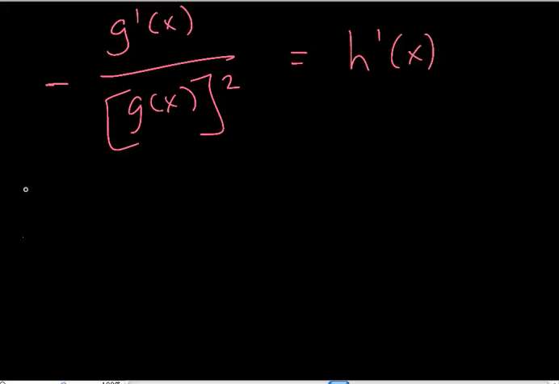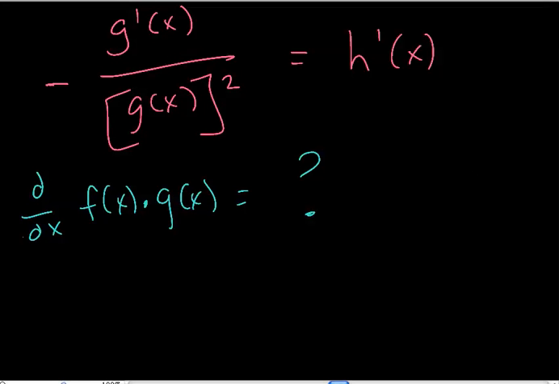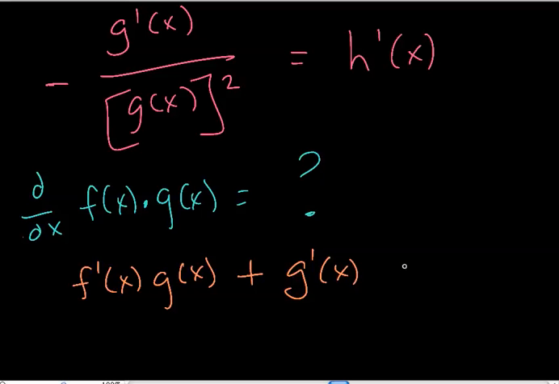Now, what's the product rule? The product rule says, what if I want to find the derivative of a function when it's being multiplied by another function? Well, the product rule tells us it's the derivative of the first times the second plus the derivative of the second times the first. Pretty straightforward, no big deal.